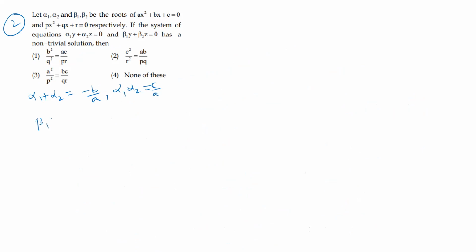For the second equation, what are the roots? Beta 1 and beta 2. That's why the sum of the roots is minus q by p. Product of roots, that is r by p, we will get.